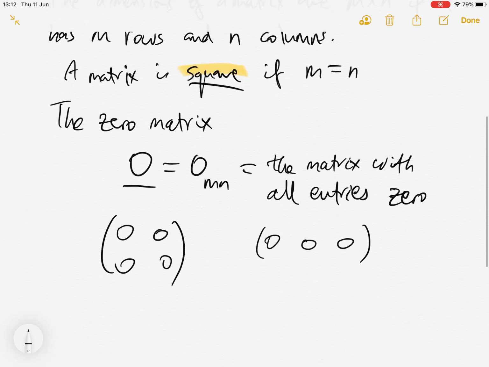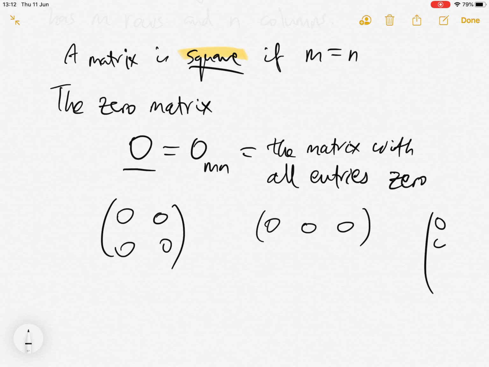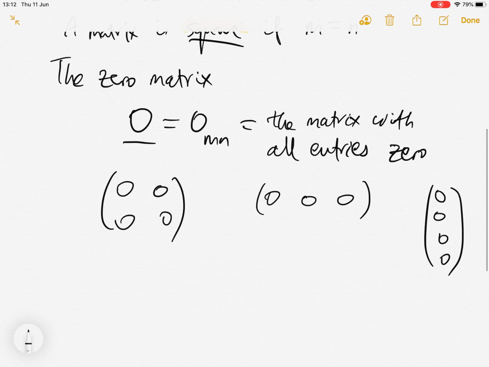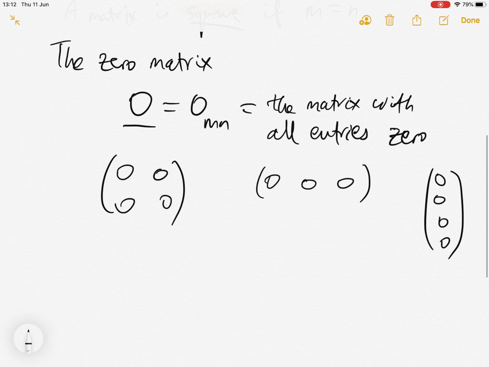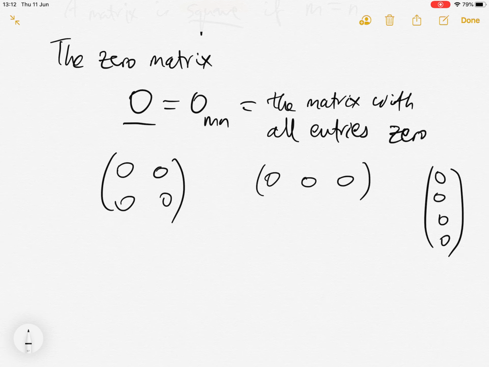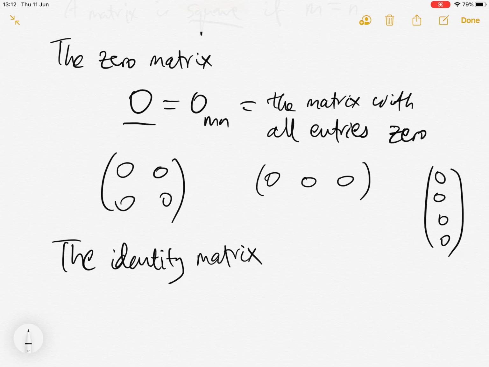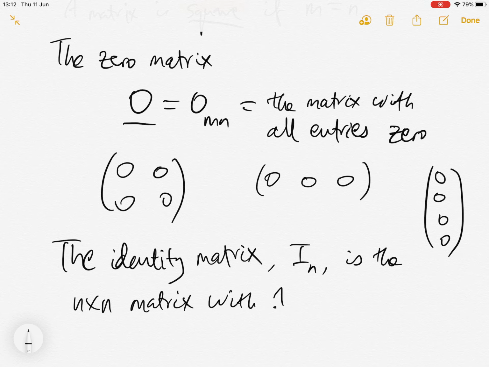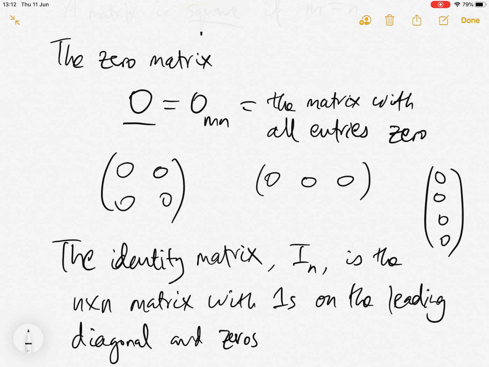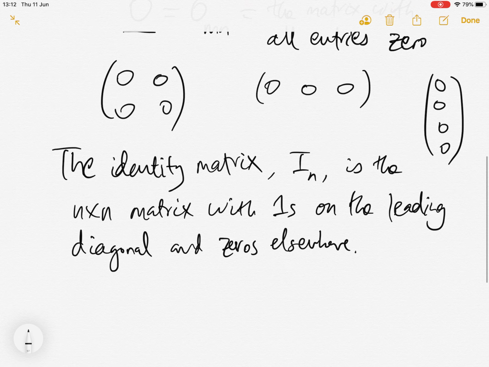So, column vectors are also examples of matrices. So the 4 by 1 matrix with all entries 0 is also a zero matrix. And the identity matrix, denoted I_n, is the n by n matrix with 1s on the leading diagonal and 0s everywhere else. So what does this look like?